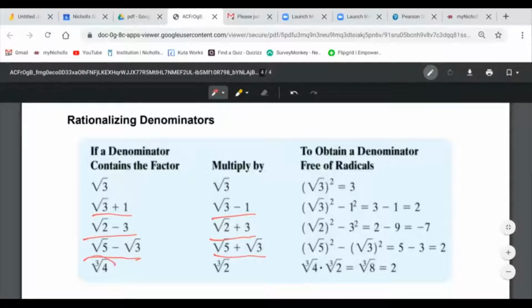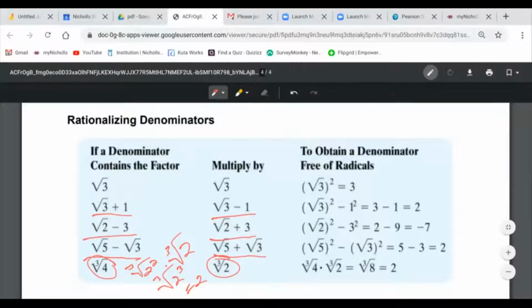And here, this cube root of 4, the reason that you're going to multiply by the cube root of 2 is that the cube root of 4 is 2 squared. So basically, you're missing one 2 down there, because what you want to have is the cube root of 2 to the third. And so we're going to multiply by what we are missing, which is the cube root of 2. And when we do that, we'll end up with the cube root of 2 to the third, which is just going to be 2. Basically, we're trying to get rid of the radical, okay? And so we're multiplying by something that will get rid of that radical.